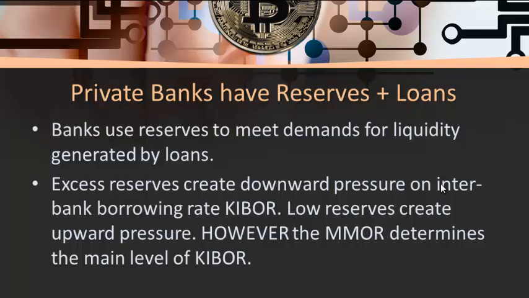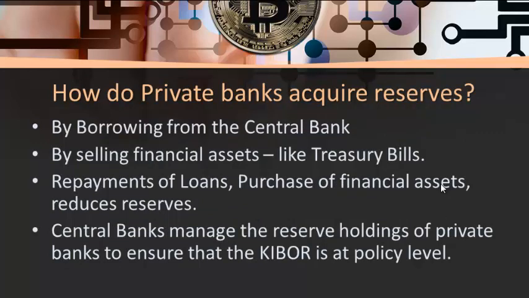So if there are excess reserves, then the central bank carries out what are called money market operations. Basically these are called mop-up operations, because you are taking this excess liquidity and mopping it up so that it doesn't drive the rate down. So how do the private banks get reserves? They can get them by borrowing from the central bank, by selling financial assets like treasury bills, and when people repay their loans to them, then they acquire reserves. If they purchase financial assets like treasury bills, that reduces their reserves. And the central bank basically manages the reserves of the private banks to ensure that the KIBOR is near the policy level.